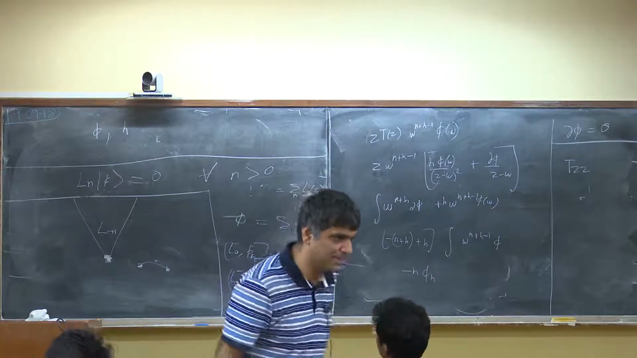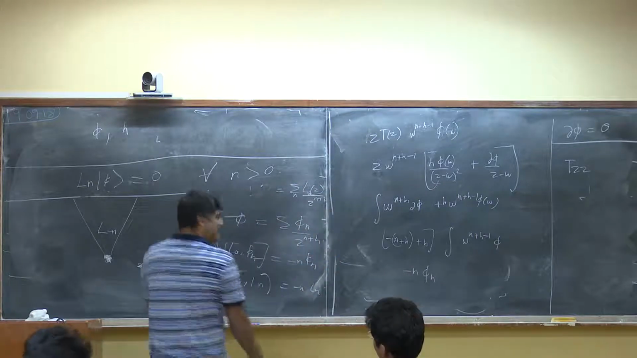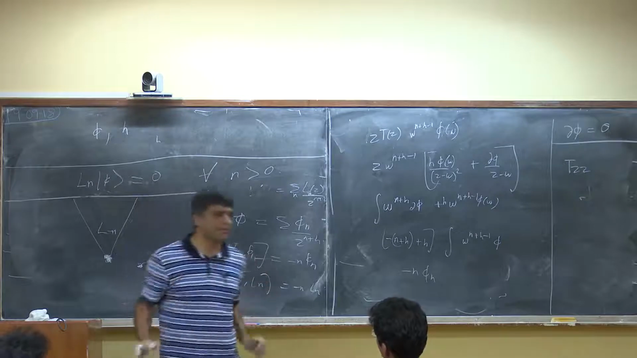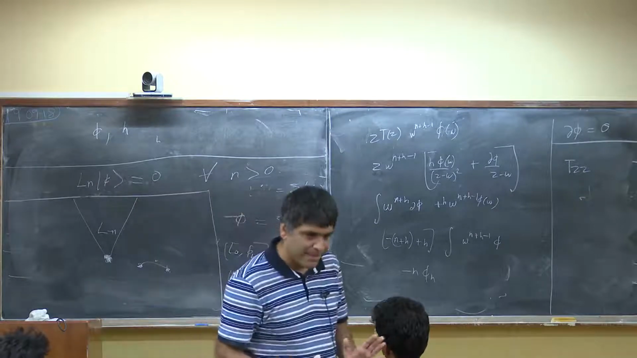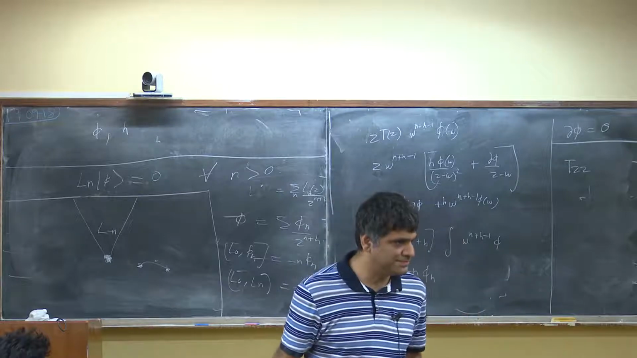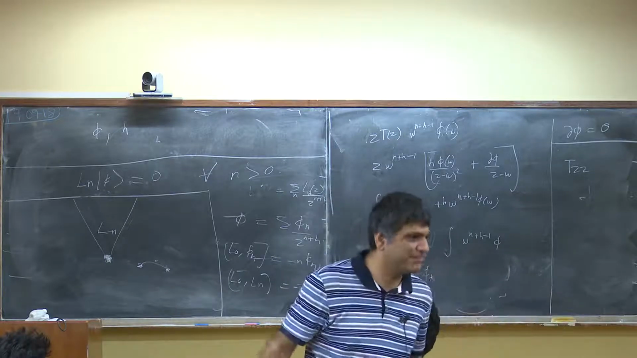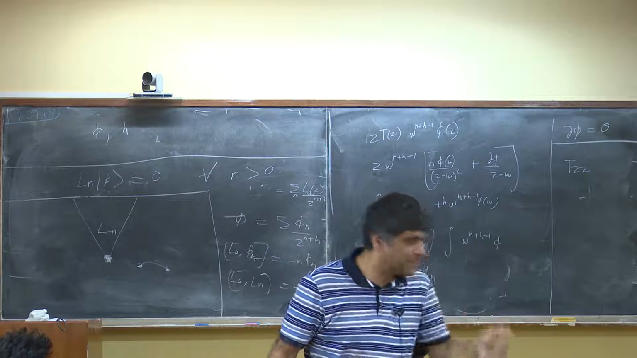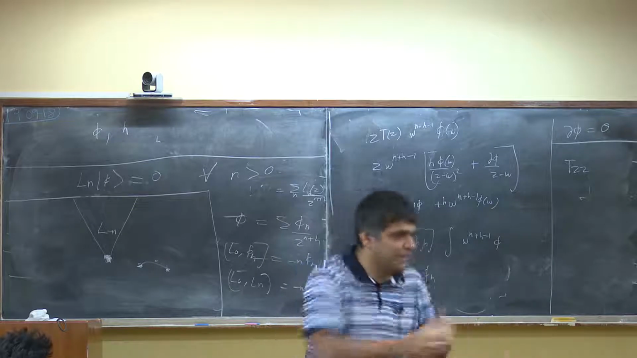There are different primaries at the same level, and we can always choose to diagonalize L0. How do we know that? From the state-operator map. So we can work in a basis in which L0 on a primary has some definite value. It's part of the definition of a primary. L0 acts on a primary and keeps you in that primary.